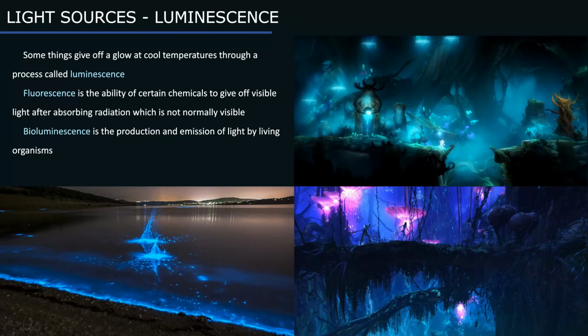Luminescence is quite rare. When hot or flaming objects give off light, it's called incandescence. But some things give off a glow at cool temperatures through a process called luminescence. This light can come from both living and non-living things. Let's talk about bioluminescence. Organisms that can produce light live mostly in the ocean. They include fish, squid, jellyfish, and bacteria.